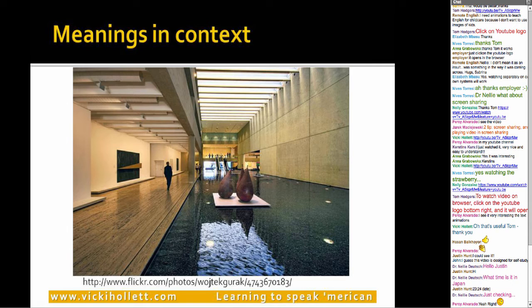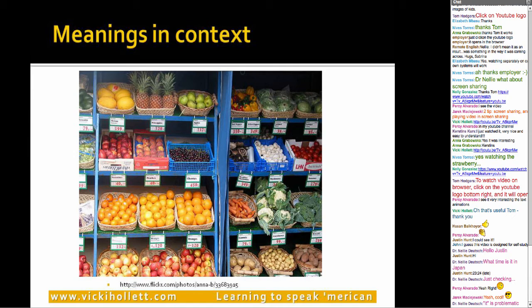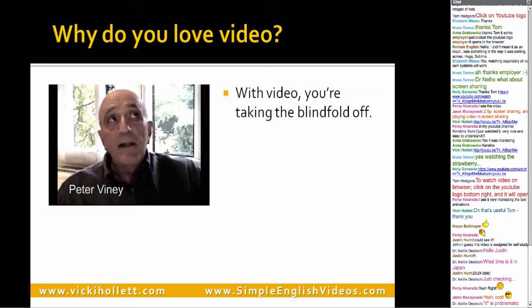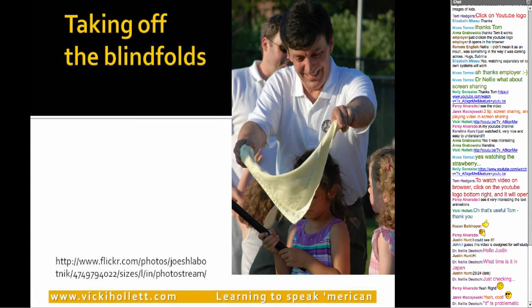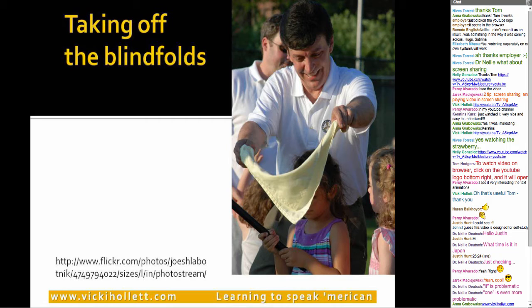If we're walking around an art gallery together and I say to you, oh, that's a nice one, then you're going to think that I like one of the pictures. But if you are the owner of this greengrocer's stand and I am a customer and I point to a cauliflower and I say exactly the same thing, that's a nice one, you're going to think, oh, she wants to buy this cauliflower and sell me that one. So meanings change according to the context and the roles that people are playing. And that's why a good way of thinking about it is with video, we're removing blindfolds. We're taking the blindfolds off and showing much more meaning than students can get from just written text and talking.